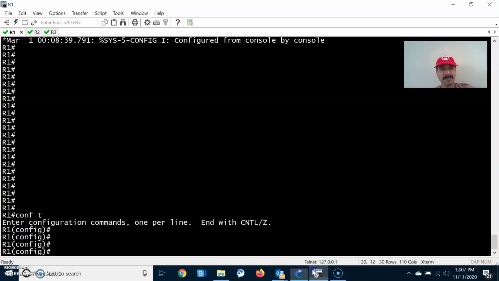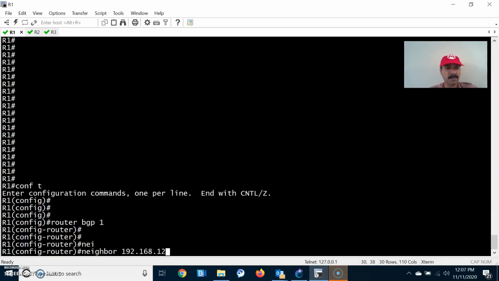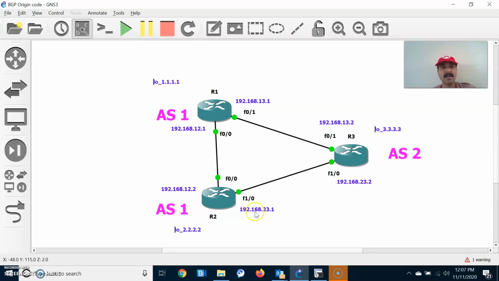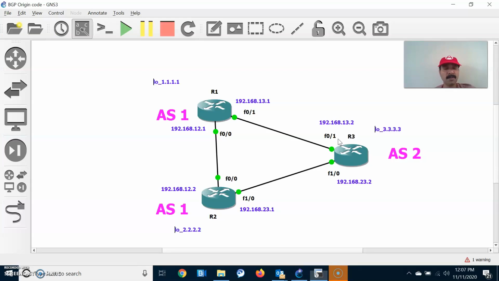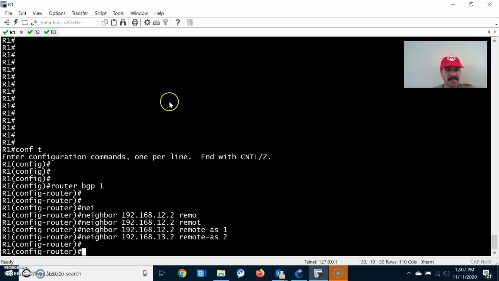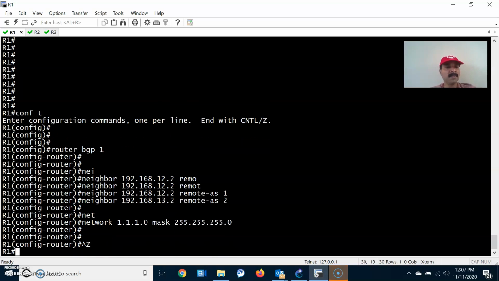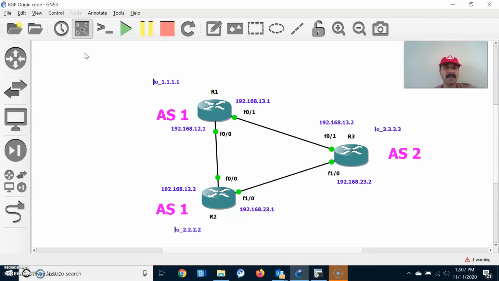So go to R1, router BGP 1, and the neighbor is 192.168.12.2 and the remote autonomous system value is 1, an IBGP neighbor. And the EBGP neighbor is 13.2, with remote AS 2. And let us advertise the prefix also. Network 1.1.1.0 with mask 255.255.255.0. Then let us go to R2, configure the BGP neighbor and advertise the prefix.